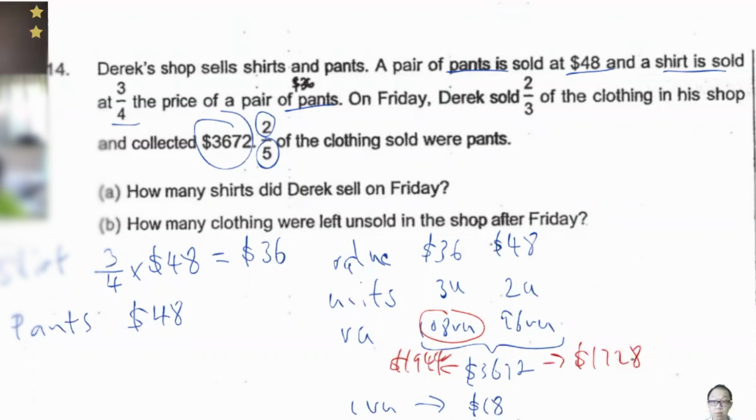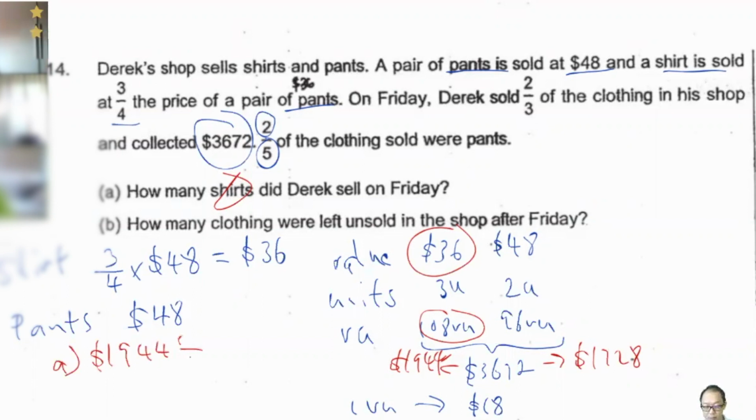So the question is, how many shirts did Derek sell? They want shirts. Shirts cost $36 per shirt. He sold a total of 1944. So to answer part A, we take 1944 divided by $36, which gives us 54 shirts. So with this method you don't have to use guess and check. You will get it directly. You also don't have to do random guess.